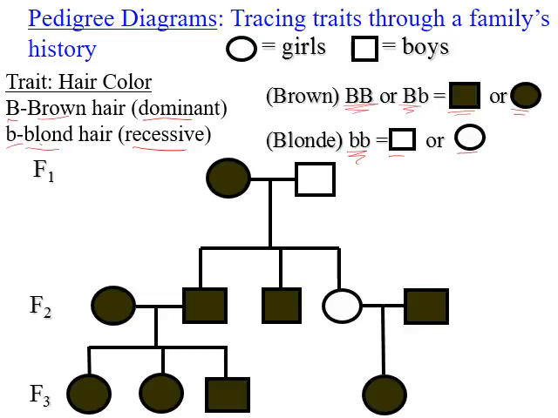So you should see that there is at least 1, 2, 3, 4, 5 girls who have brown hair, and 1 girl who has blonde hair. One right here, sorry, made a bad one. And then there's 1, 2, 3, 4 boys that have brown hair, and 1 boy who has blonde hair.